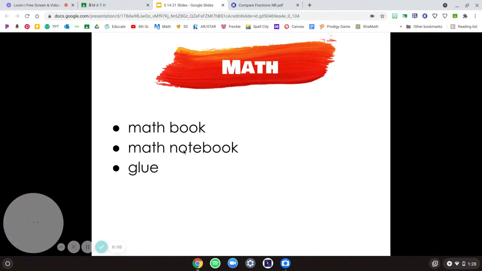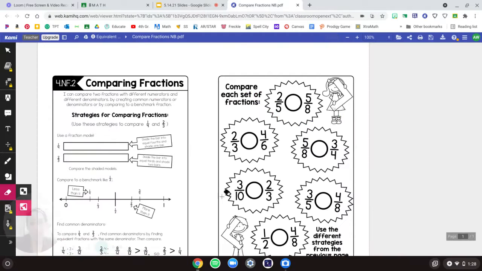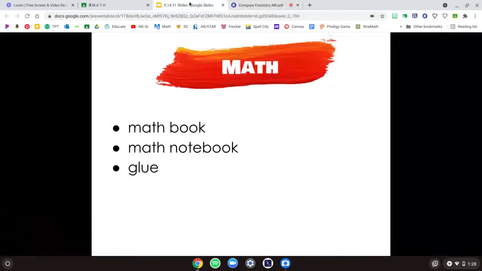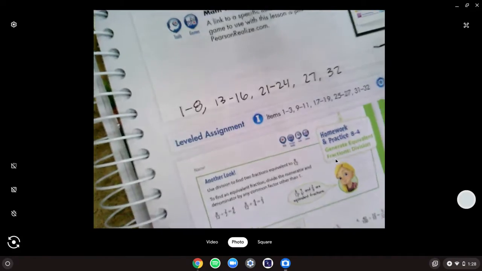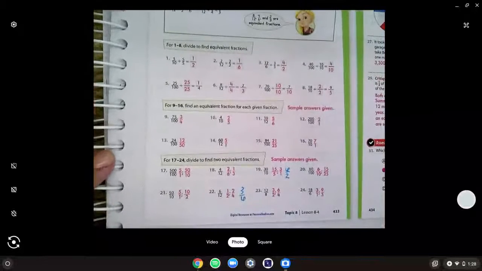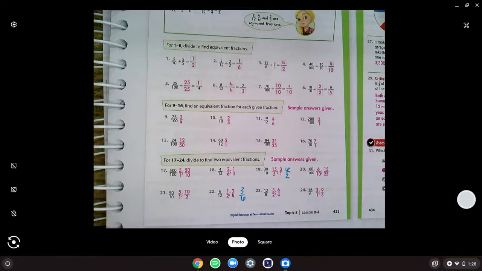Hello. Today you're going to need your math book, your math notebook, and something to glue in your worksheet that looks like this. But first, we're going to correct our homework from last night. So go ahead and get your math book open to page 433 and 434. And we're going to start correcting our problems.